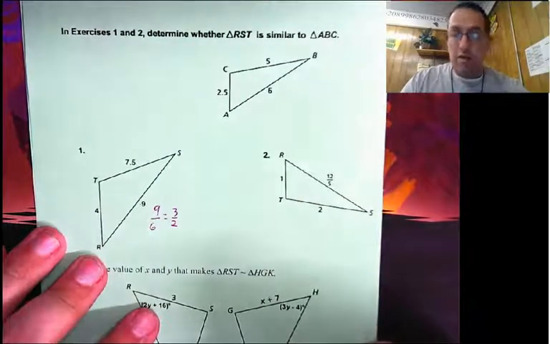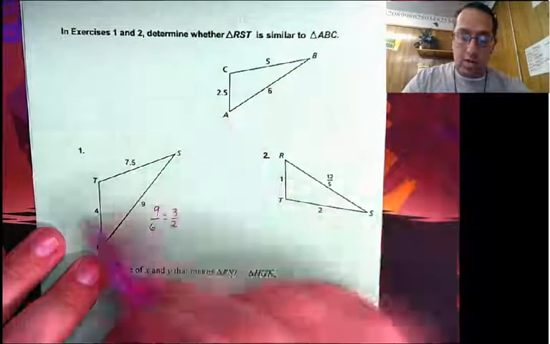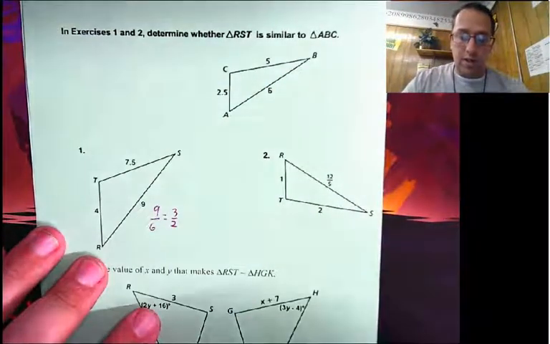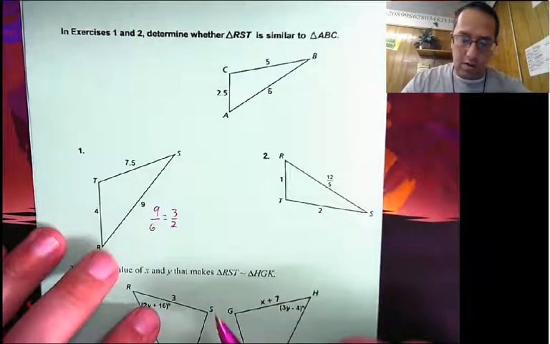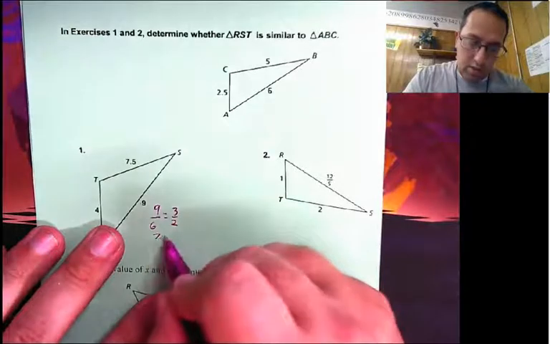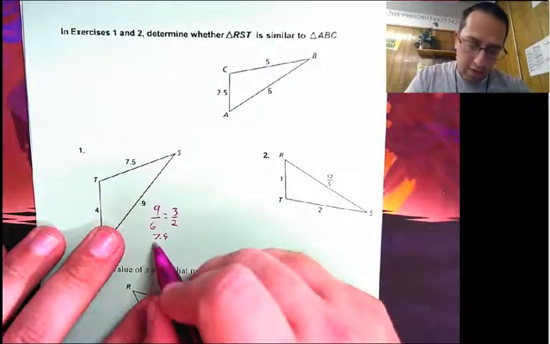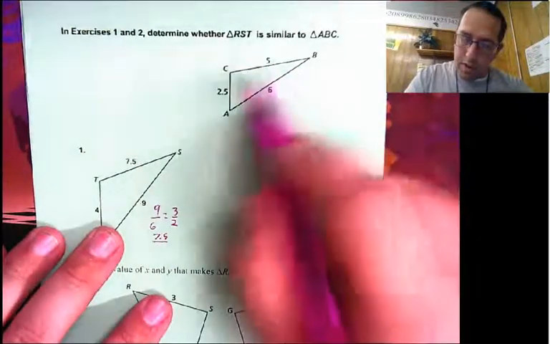Okay, so if this is actually going to work, if these are similar, the other sides have to match up and have to give us 3 halves for our scale factor. So let's try the next one. 7.5, right, because ST goes with BC. So ST is 7.5, BC is 5.